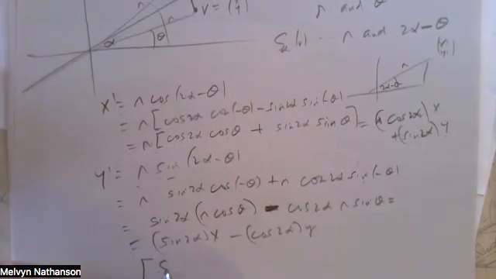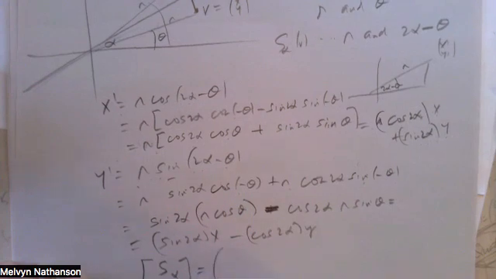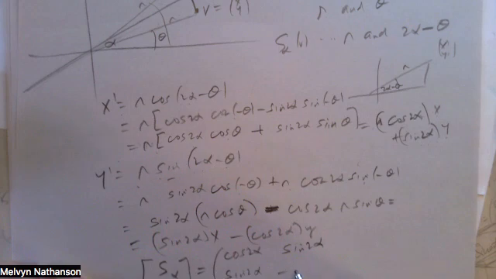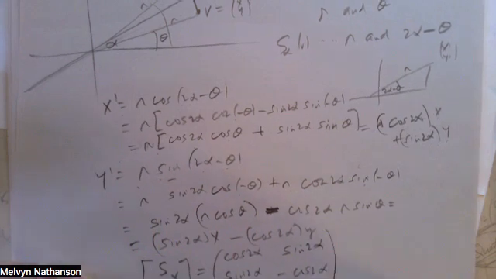So the matrix for reflection through the line alpha is cosine 2 alpha, sine 2 alpha, sine 2 alpha, minus cosine 2 alpha. So this is reflection through a line.